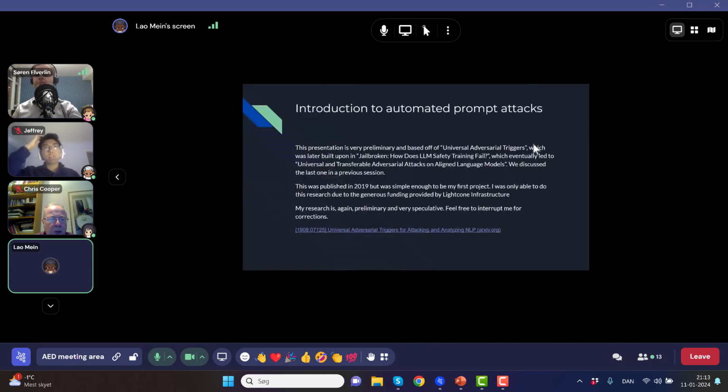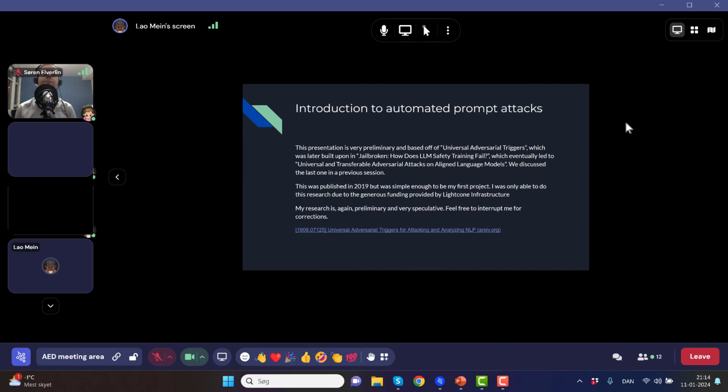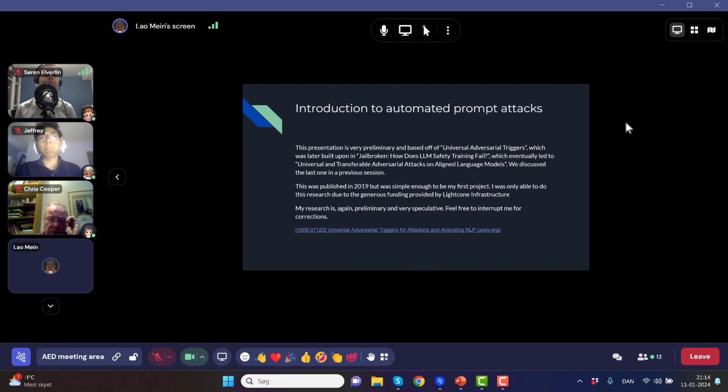All right. So an introduction to what we're going to be talking about today. This presentation is fundamentally based off of universal adversarial triggers, which is later built upon in some subsequent papers, all the way to universal and transferable adversarial attacks on aligned language models. That particular paper was one of the first discussions I attended in this discussion group, and I have been trying to get the code in that to work for a couple of months, but it was just too complex for me, so I traced the citations back to something that I can handle, which ended up being universal adversarial triggers.